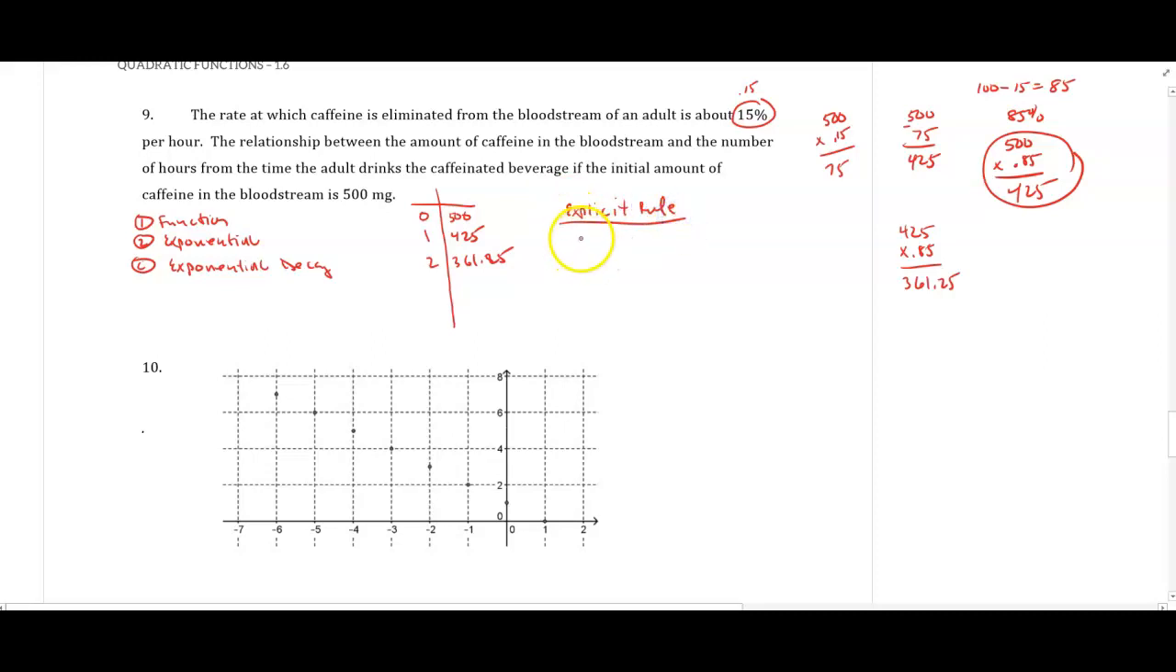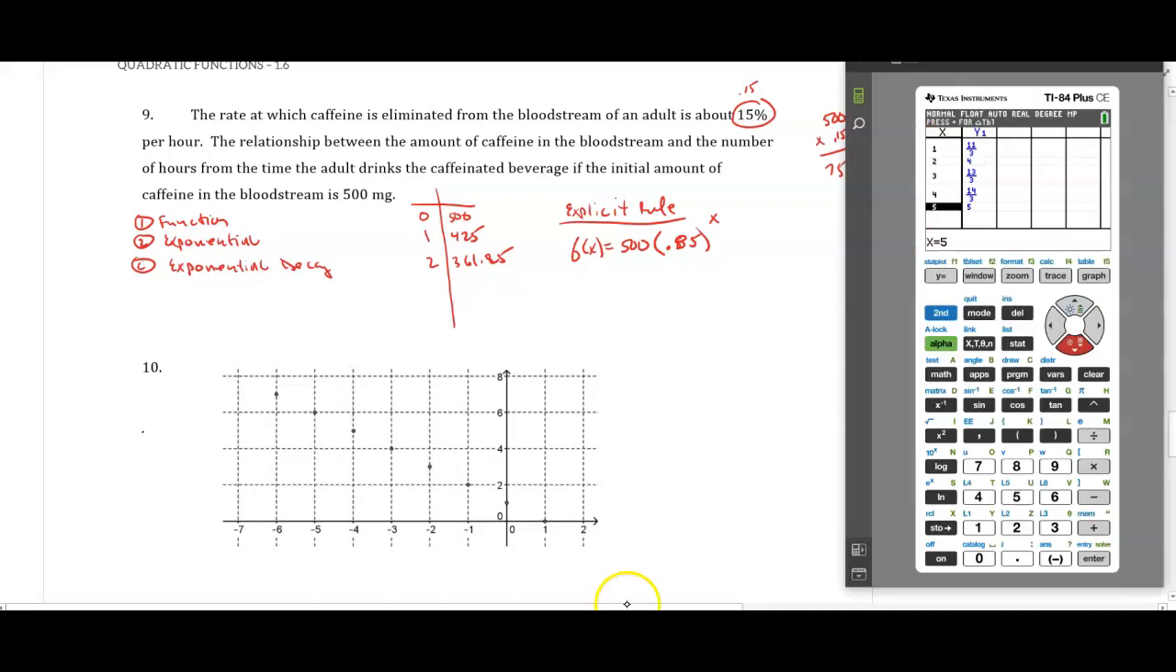We know we start with an initial amount of 500 times, what is our rate of growth right now? Since we're going down 15%, that means we have 85% left each time. So it's 0.85 to the x. And if you look here, y equals 500 times 0.85 to the x power.